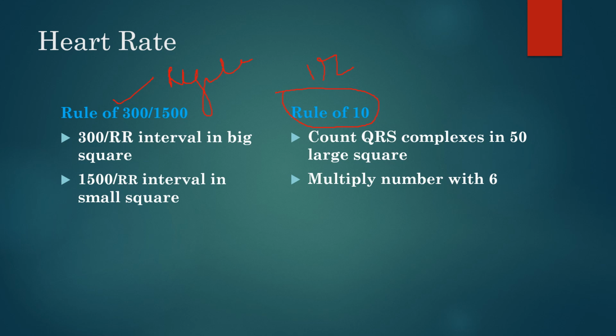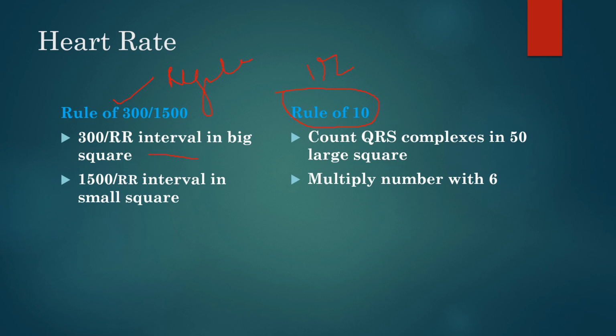In a regular rhythm, we calculate the RR interval in terms of big squares. Five small squares make one big square. The RR interval is the gap between two R waves in terms of big squares. Then we divide 300 by this RR interval, and it will give us the heart rate.